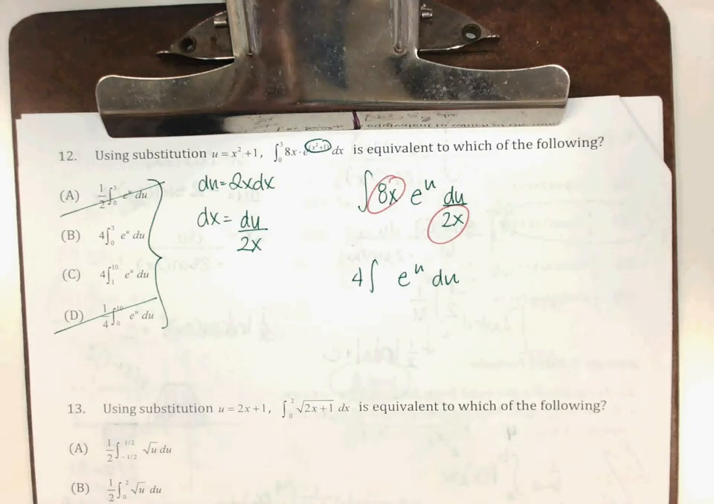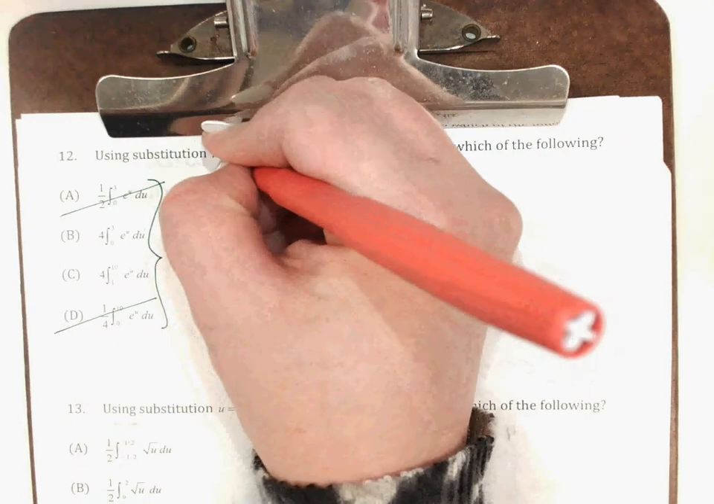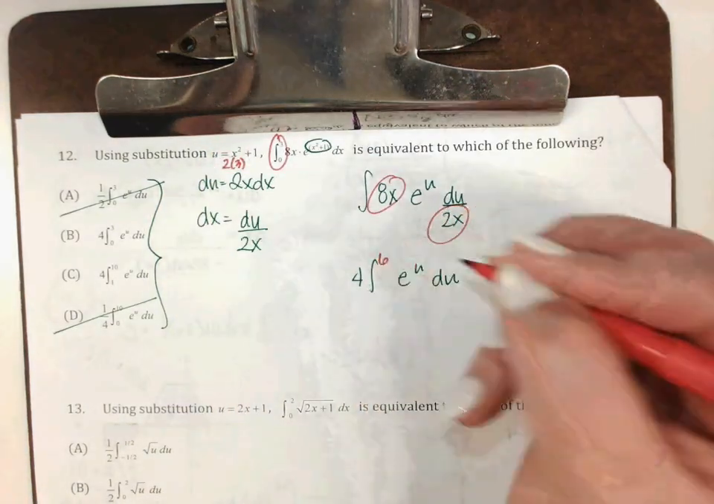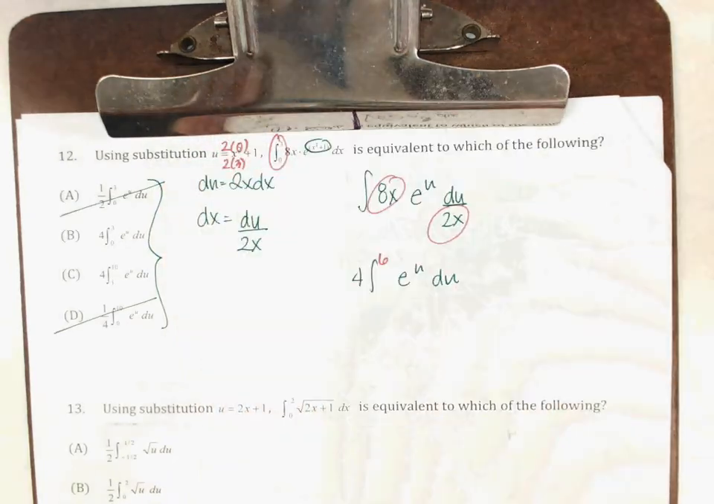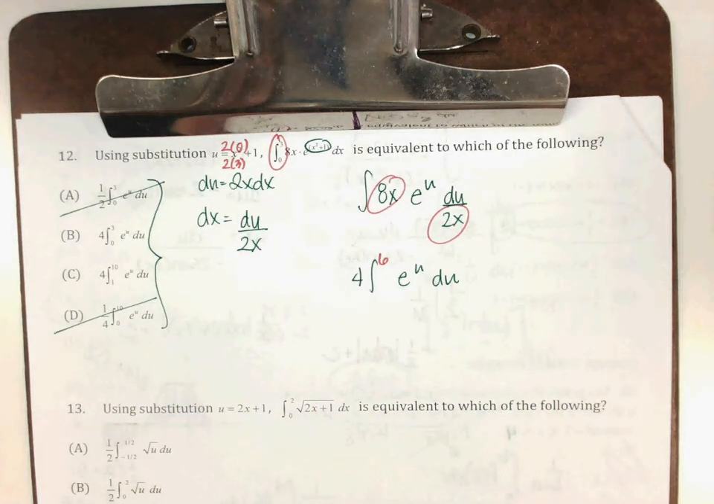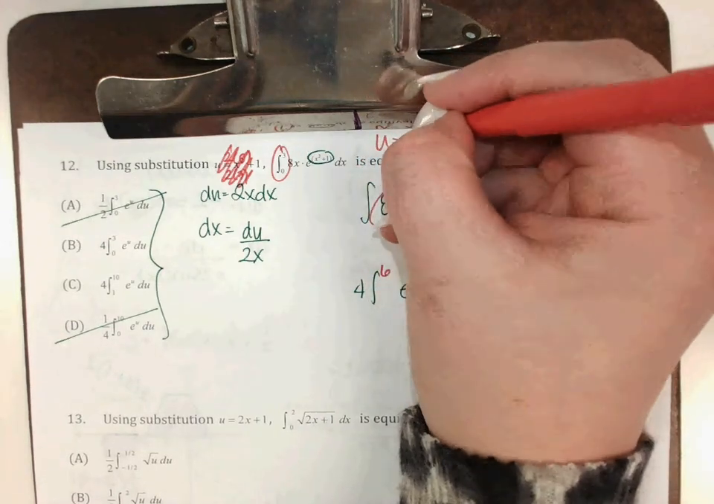Change your endpoints. So if I have a 0 and a 3, what's 3 times 2? 6 on top. You said 9. No, because she's doing du instead of u. Du instead. Oh, I mean, fun fact, I plugged into the wrong thing. Okay, u is x squared plus 1.